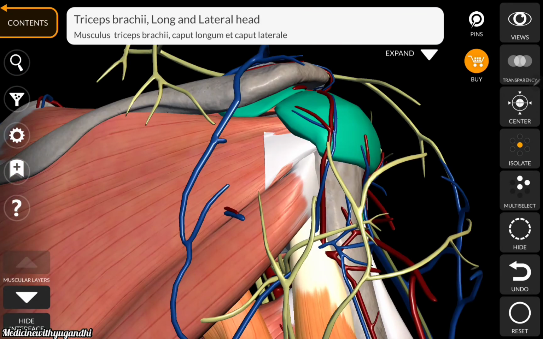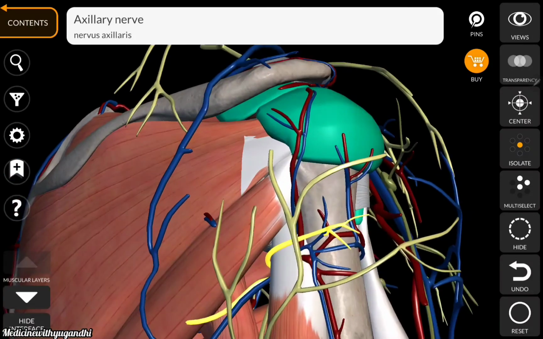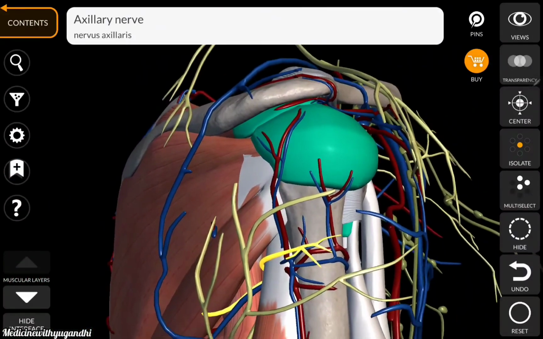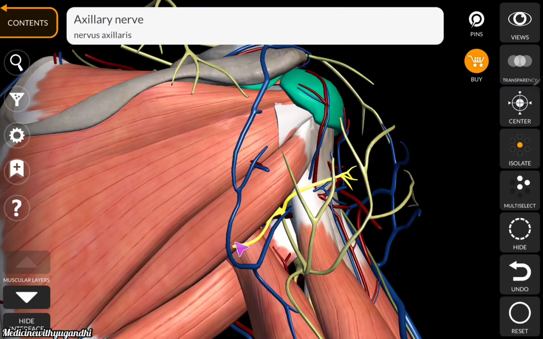This anterior branch of the axillary nerve winds around the surgical neck of the humerus, and it often reaches the anterior border of the deltoid muscle, and it supplies the deltoid muscle as well as the skin over the anteroinferior part of the deltoid muscle. Then coming to the posterior branch.